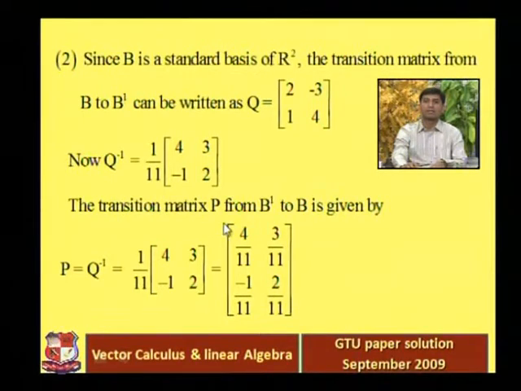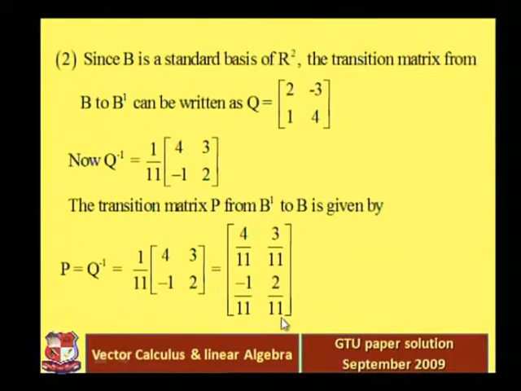Now the transition matrix P from B dash to B is given by P equal to Q inverse, that is 1 upon 11 times [4 3; minus 1 2], which equals [4 by 11, 3 by 11; minus 1 by 11, 2 by 11]. So the second part of the question is also complete.